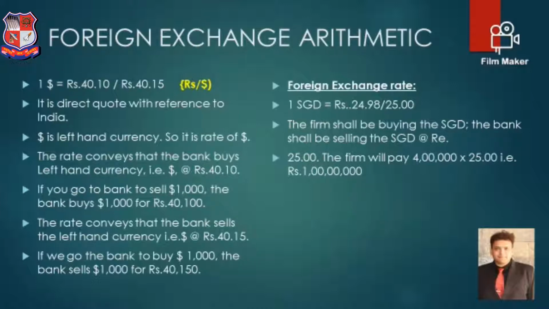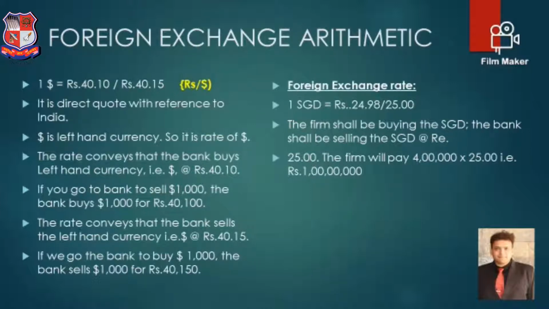This I have already explained in the previous session, that the first rate, or the lesser rate, is known as the bid rate, the rate at which the bank is buying, and the right hand side rate, the higher rate, is considered as the ask rate, that is the rate at which the bank is selling.